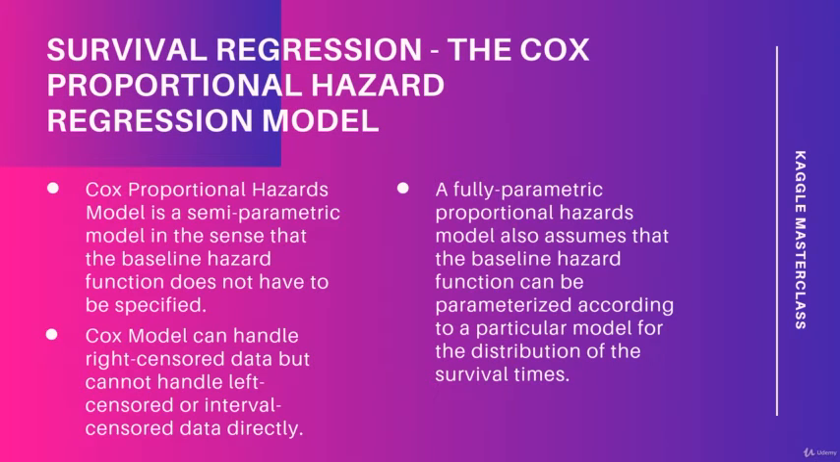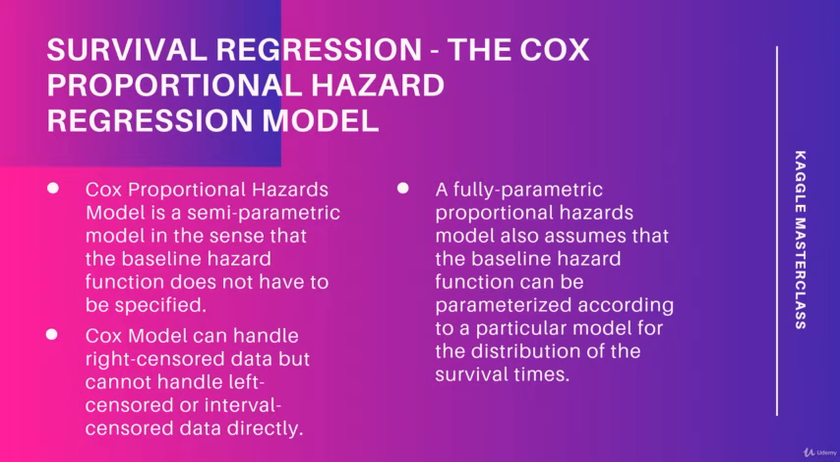Cox proportional hazards model is a semi-parametric model in the sense that the baseline hazard function does not have to be specified. It can vary, allowing a different parameter to be used for each unique survival time. But it assumes that the rate ratio remains proportional throughout the follow-up period. This results in increased flexibility of the model. A fully parametric proportional hazard model also assumes that the baseline hazard function can be parametricized according to a particular model for the distribution of the survival times.